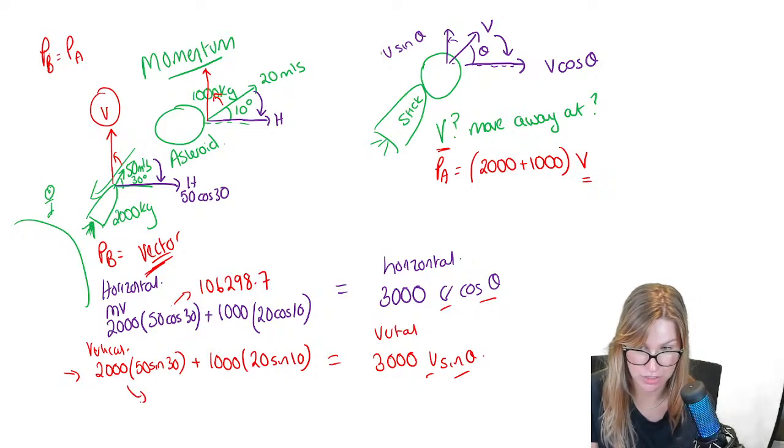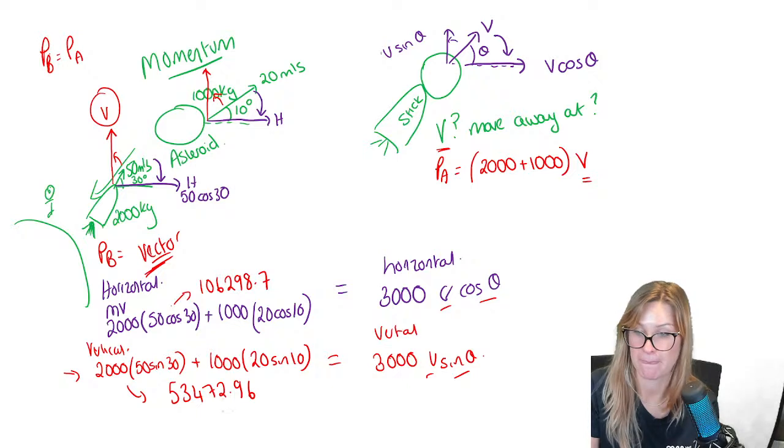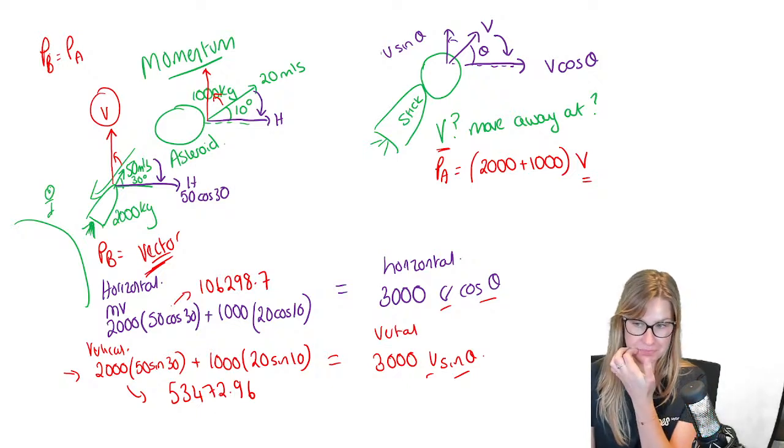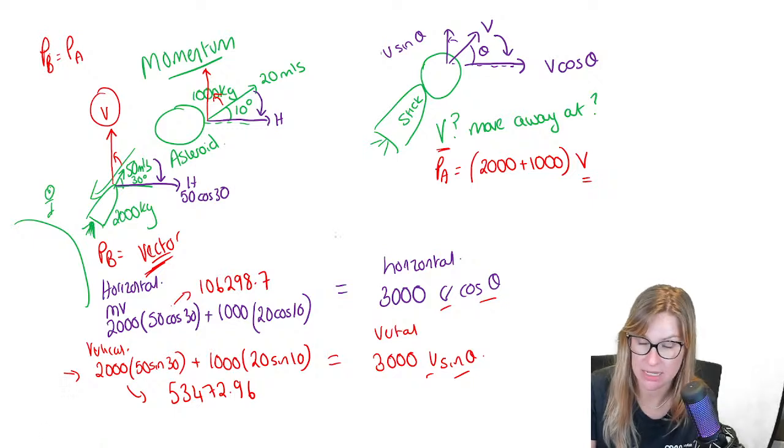And the red line, did anyone get the red line? To be 2,000 times 50 times sine of 30. And then we have to add on 1,000 times 20 times sine of 10 to get 53472.96. Yeah, and then exactly what our last step then is to do what Emma said, which is perfect.